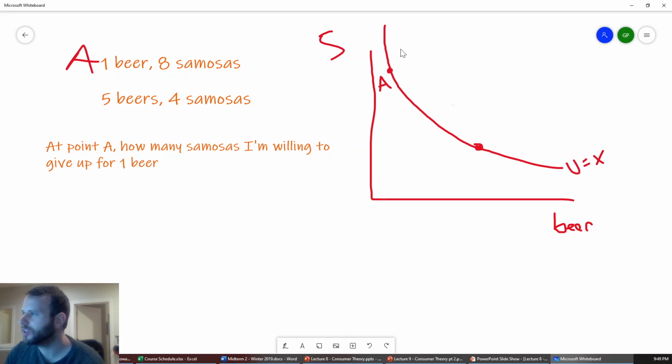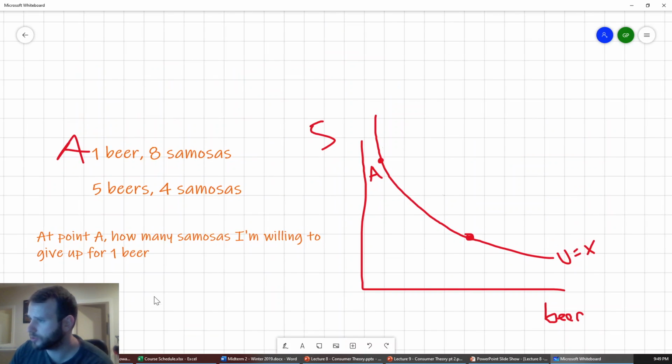Well, I would think, so you're only consuming 1 beer and you're consuming 8 samosas. So you're consuming an extreme amount of samosas relative to beer. So I would think you're willing to give up more samosas in general in order to get that 1 beer. That 1 beer is going to have a high marginal utility. The samosas you're giving up, like the 6th or 7th samosa, are going to have a low marginal utility, right?